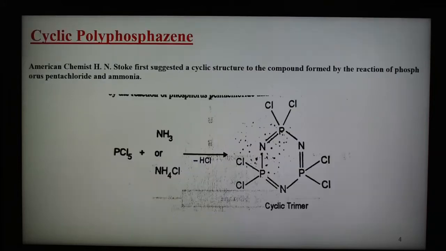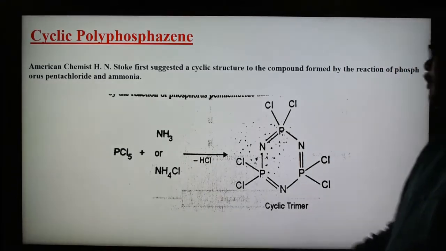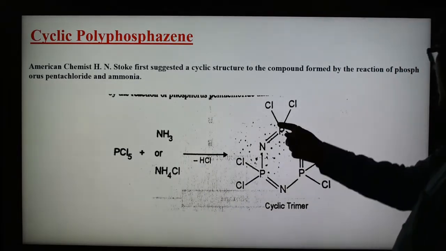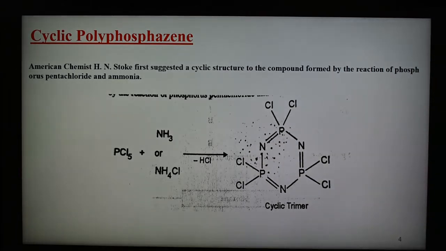In the next slide, these polyphosphazenes also undergo cyclization, and a cyclic ring is also formed. This slide shows that the American chemist Stokes first suggested a cyclic structure for the compound formed by the reaction between phosphorus pentachloride and ammonia, or we can also take ammonium chloride, with loss of HCl. This cyclic trimer is one product, a cyclic structure forming a trimer. This was suggested by the scientist Stokes.